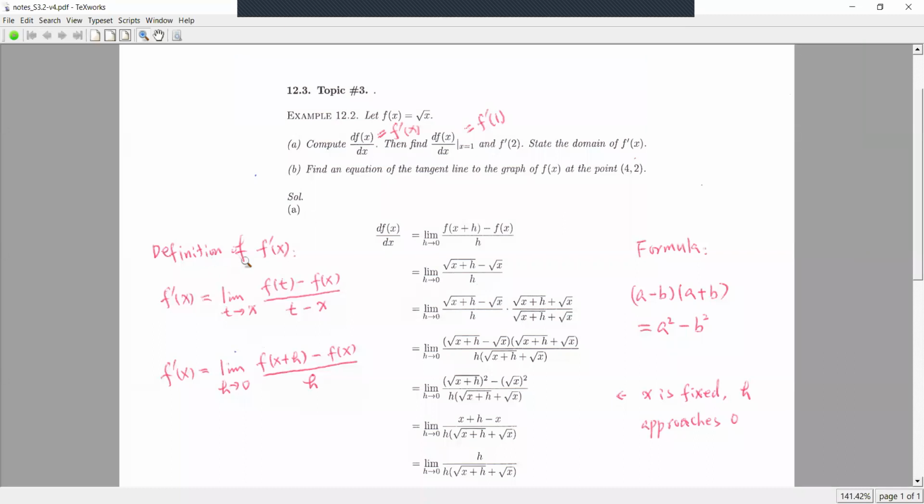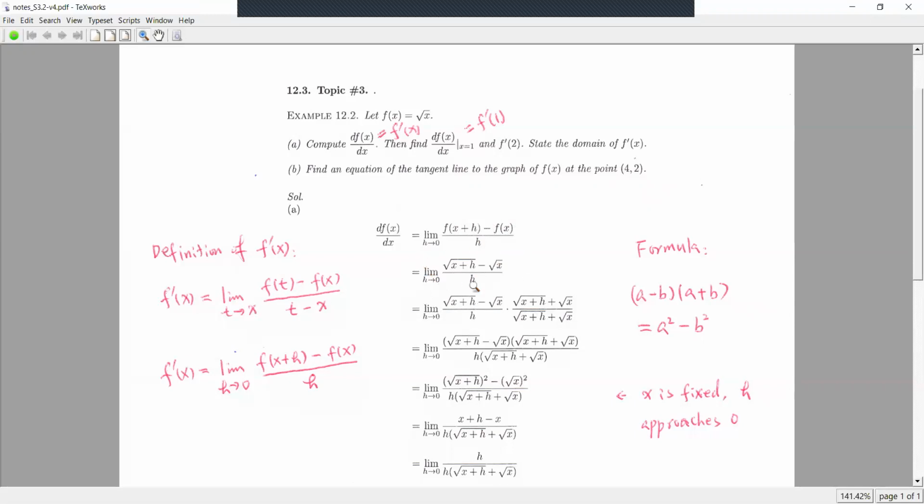Solution to part A. For the derivative at x, we have two formulas. Let me use this second formula to compute the derivative. By this formula, I have this equation. In this equation, replace all the x by x plus h. Then f of x plus h is square root of x plus h. F of x is square root of x. So I have this equation.